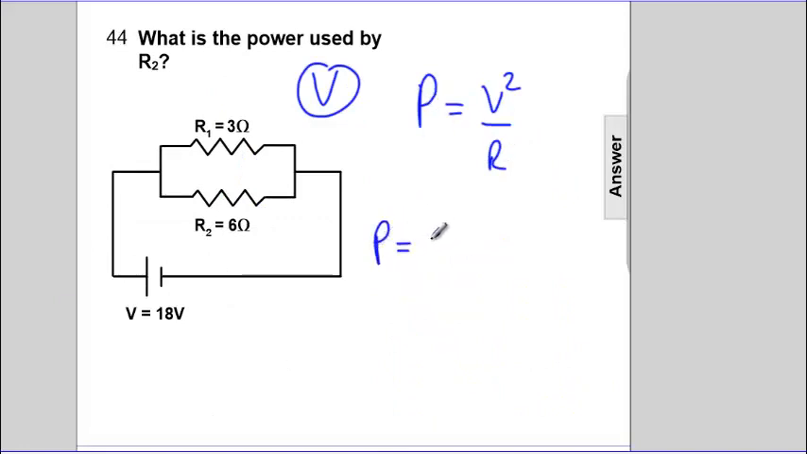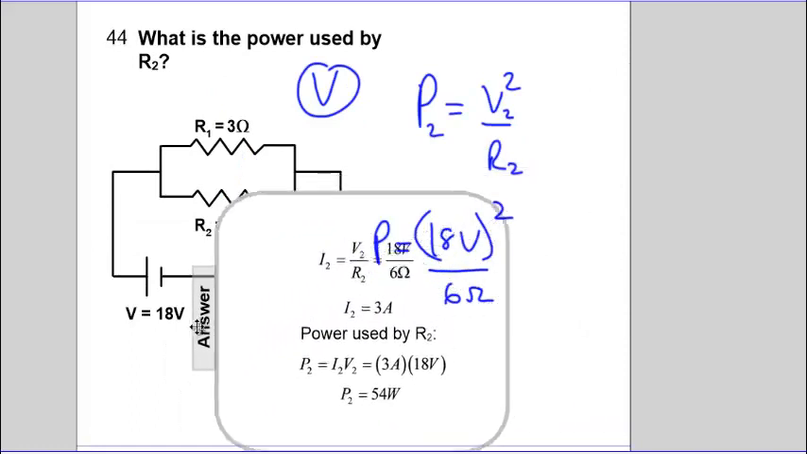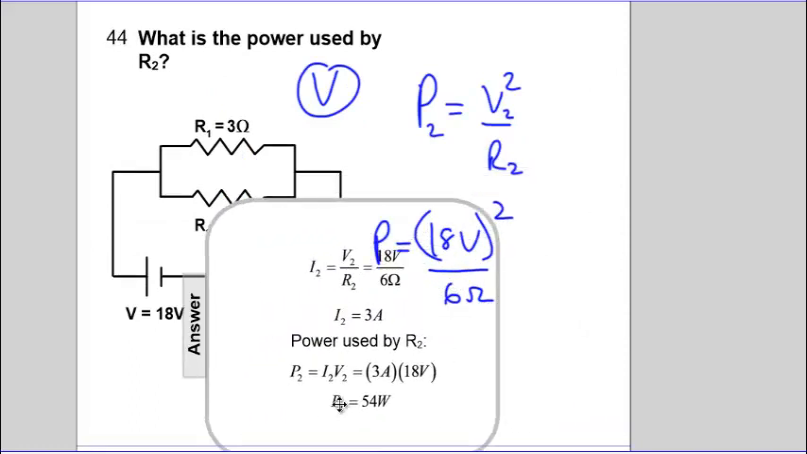Power for 2 is V2 squared over R2. So it's 18 volts, because voltage is still king, squared, divided by R2, which is 6 ohms. Let's reveal the answer. Again, before we had 108 watts, now we've doubled the resistance. Half of 108 is 54. Beautiful.